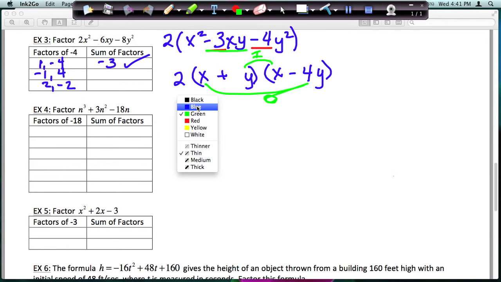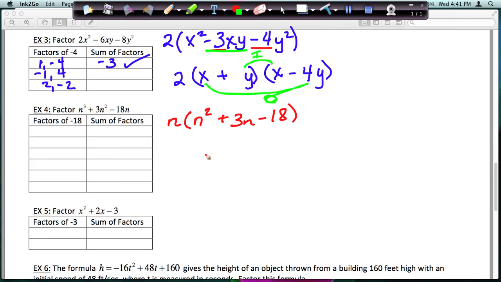Okay, so let's do the same thing with this fourth example. Again, we have to pull out the GCF first, which is an n. So I'm going to pull out the n, and I'm going to divide all my terms by n. So I'm going to get n squared plus 3n minus 18. So that's the first step.